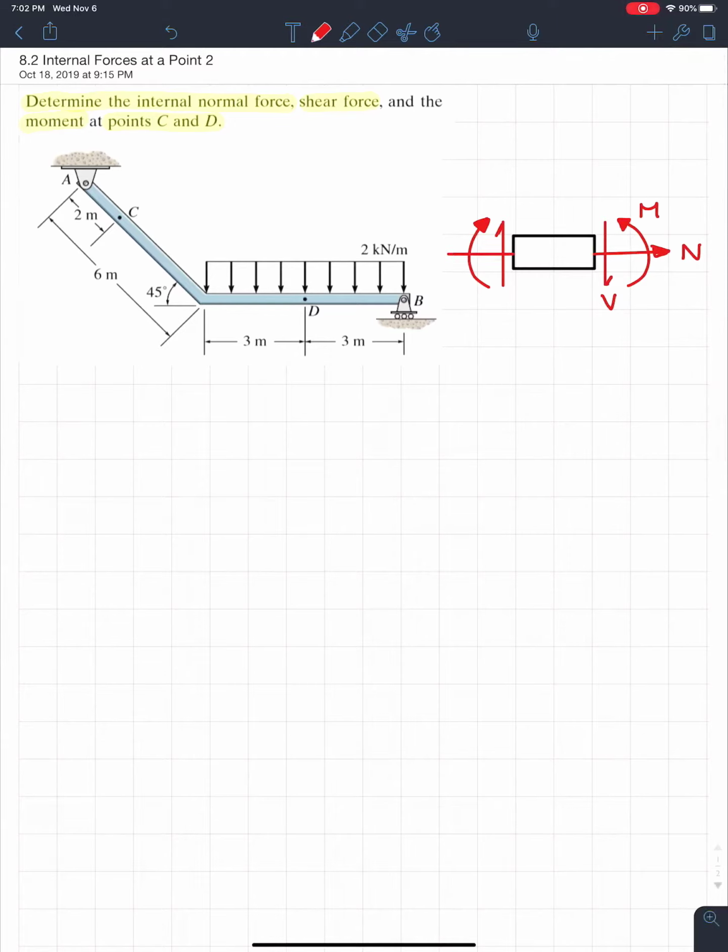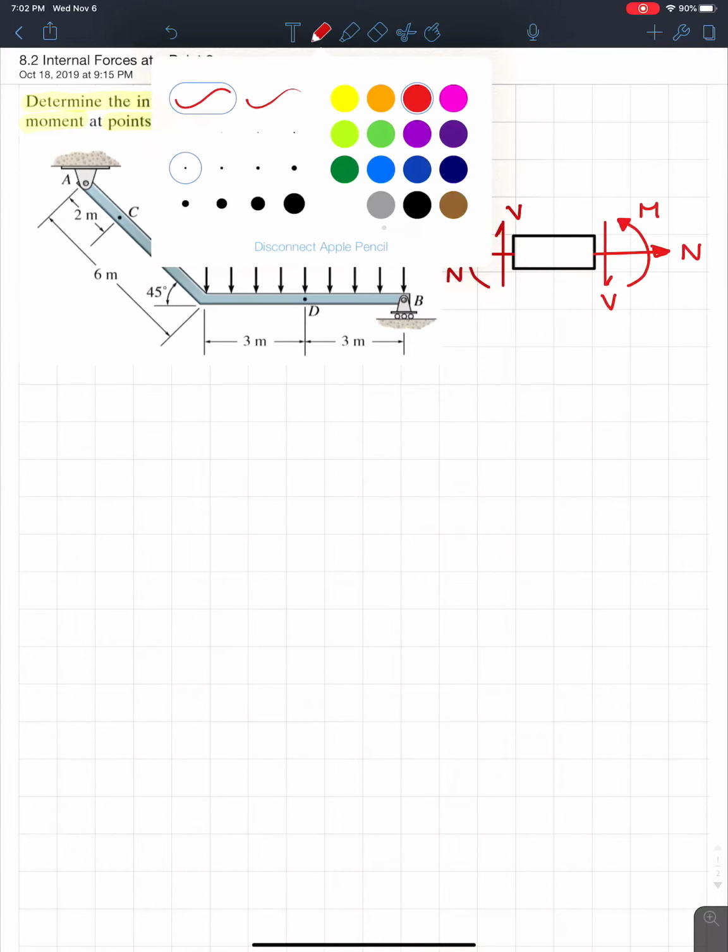And we're going to have an axial force that points away from the beam. So again, this will be our moment, M, our shear, which will be V, and our normal force, which will be N. And that's all we need to solve for these problems. So again, it's just finding the support reactions, cutting the beam, and then finding those internal forces.